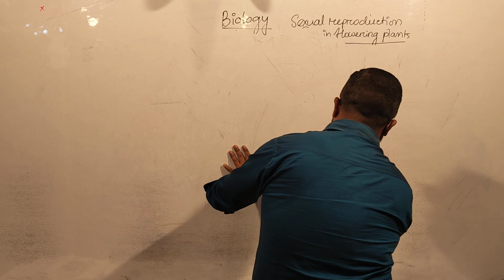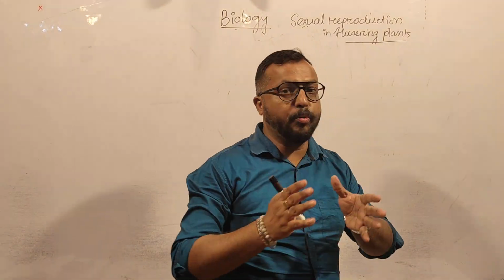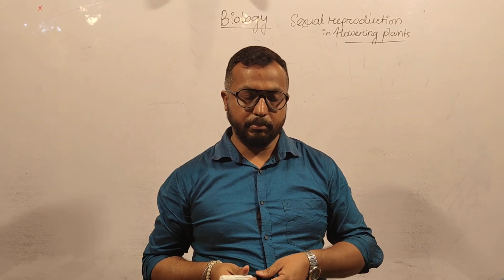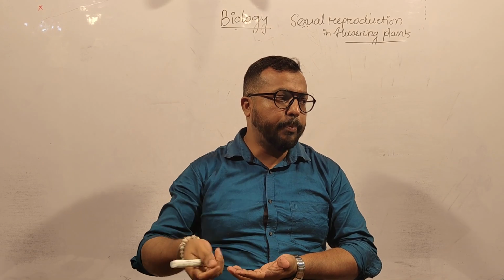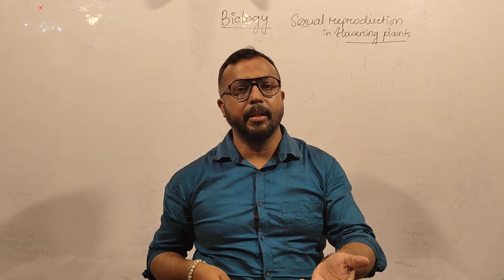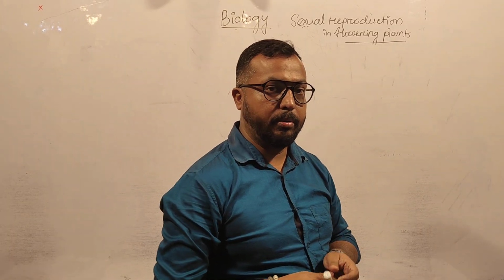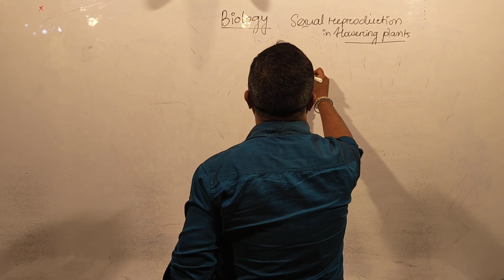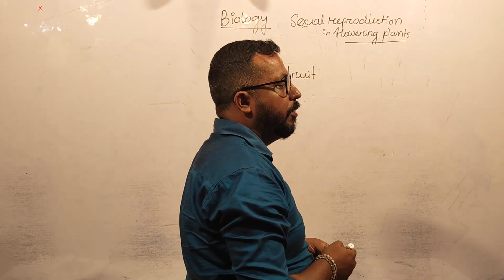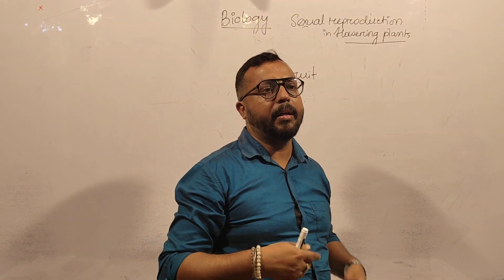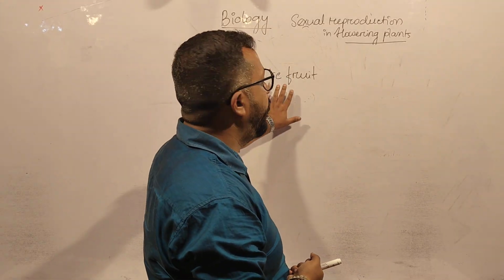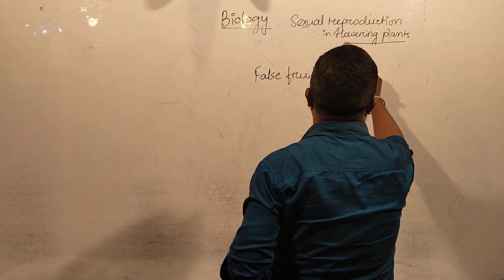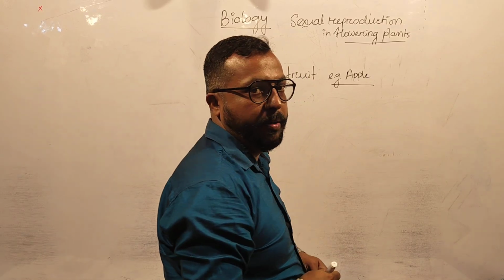Now, the seed will be covered by fruit. The fruit will be produced by the ovary. When the fruit is not produced from the ovary but from somewhere else, it is called a false fruit. What did I say? When fruit is developed not from the ovary but from another part, it is called a false fruit. Example of false fruit is apple.